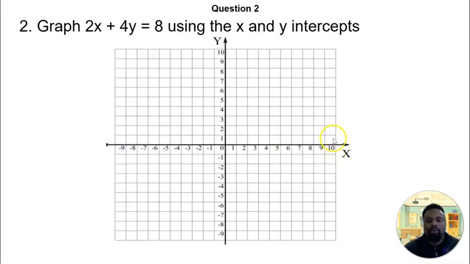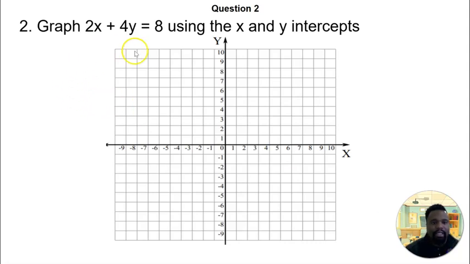All right, let's take a look at this one. Same thing as we did in the previous question, but there's something that's different. Number one, this is not in slope-intercept form. This is in standard form. And then we're still looking for our x and y intercepts. You can approach this one of two ways. Well, you can approach this several different ways.